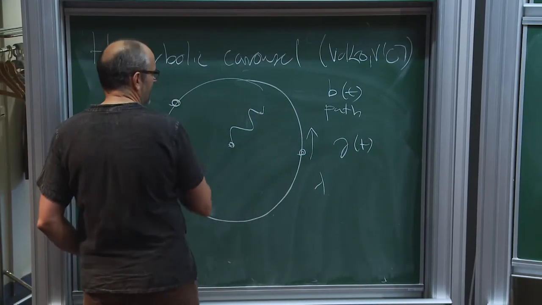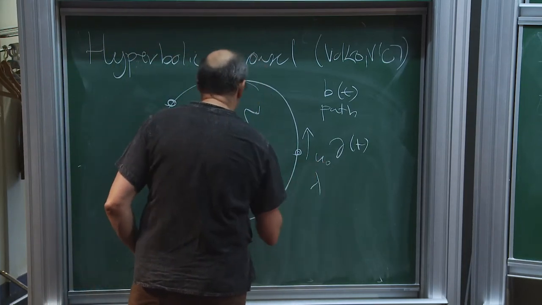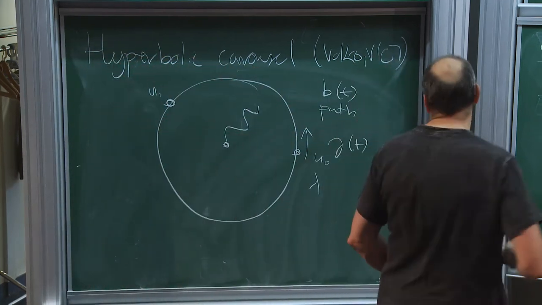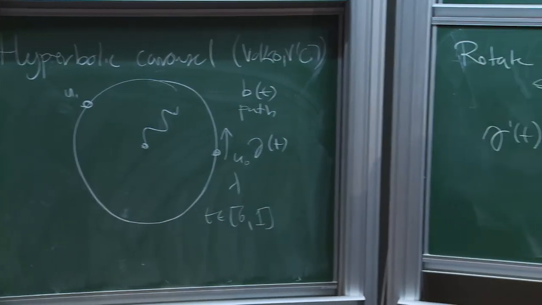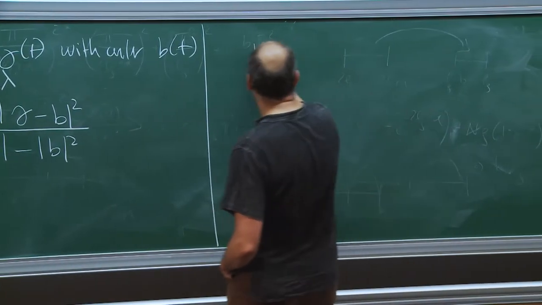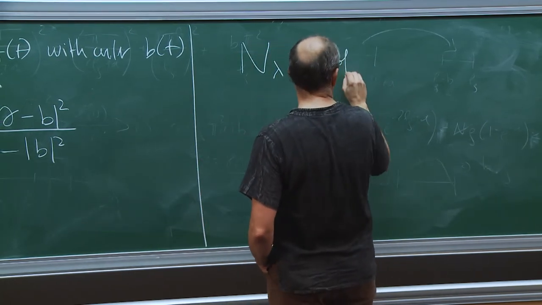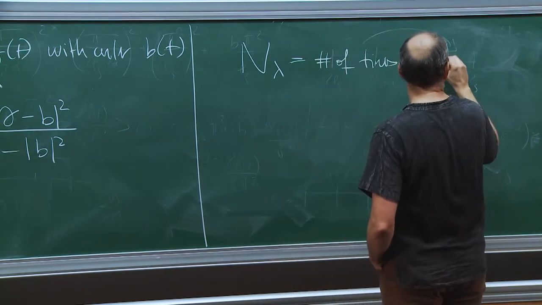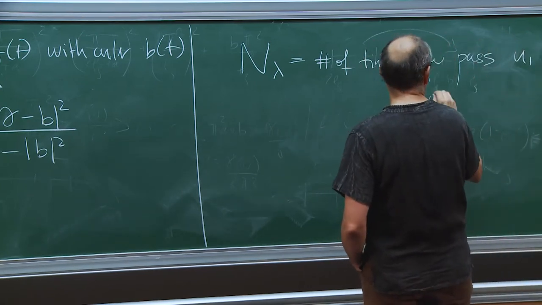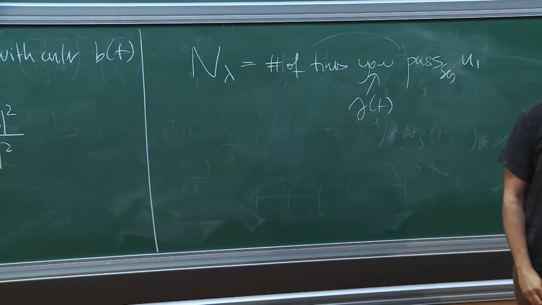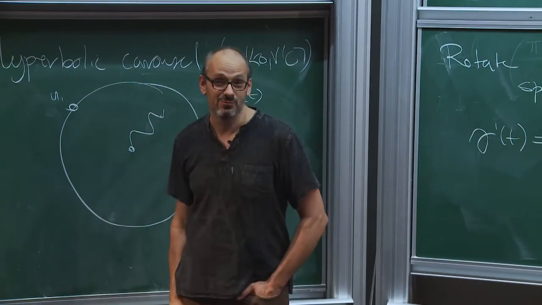Then I'm going to define another point on the boundary. Let's call these U_0 and U_1, and let t be in the interval [0,1], so you run things until time one. You define N(lambda), a function of lambda, which is the number of times you pass U_1, where by U I mean gamma of t. You do this rotation around your path, you may go around several times, and you just count how many times you have passed this point U_1.